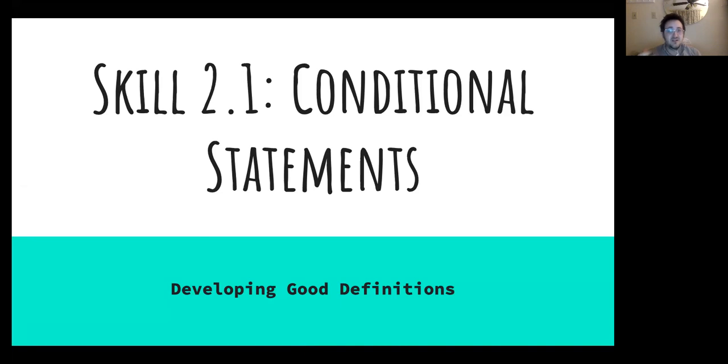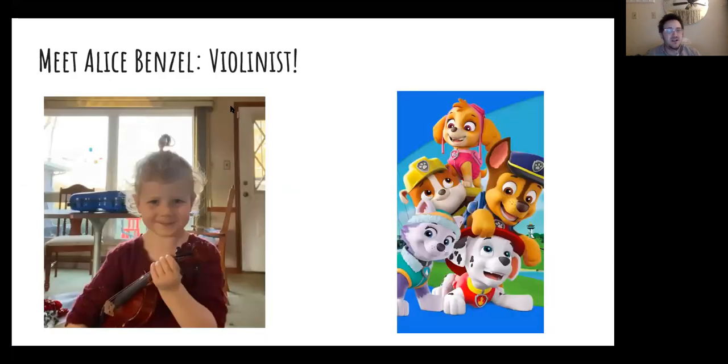So our skill 2.1 is on conditional statements, which is really about developing good definitions and rules in geometry. All right, so I want to give a little motivation for the first example here.